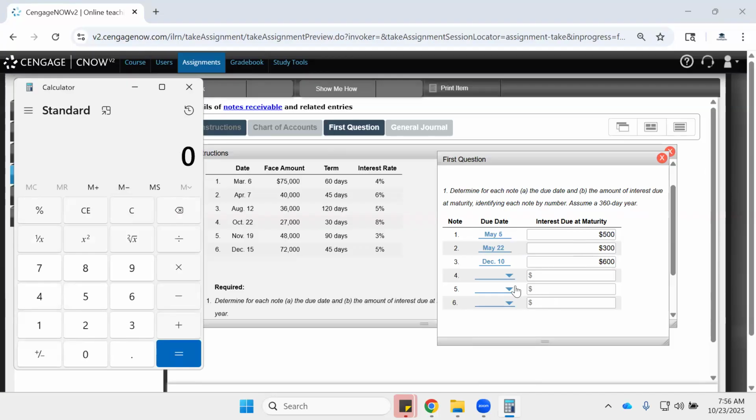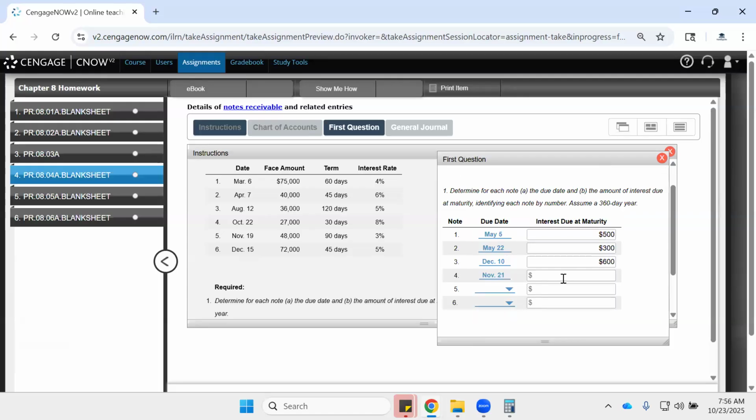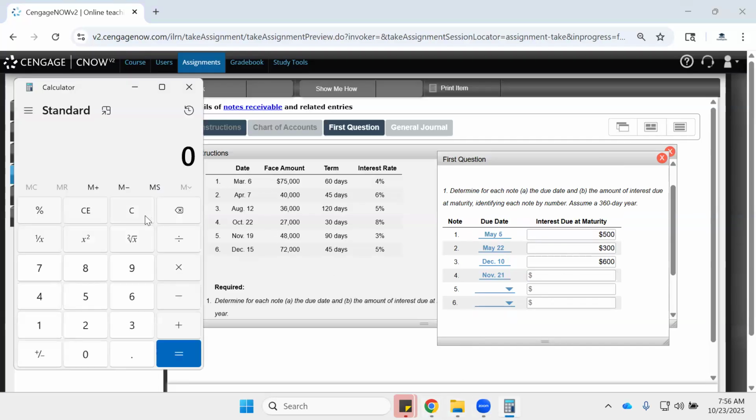Now for number 4 here, October 22nd, 30 days after October 22nd, it's got to be November 21st because there's 31 days in October, right? And then we've got $27,000 on our note. Multiply that by 8% interest. Divide by 360. Multiply by 30. We get $180. Going to go a little faster here now.